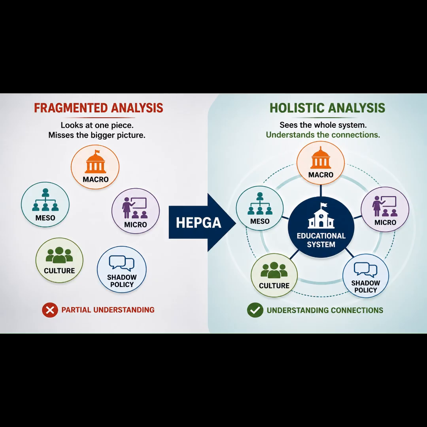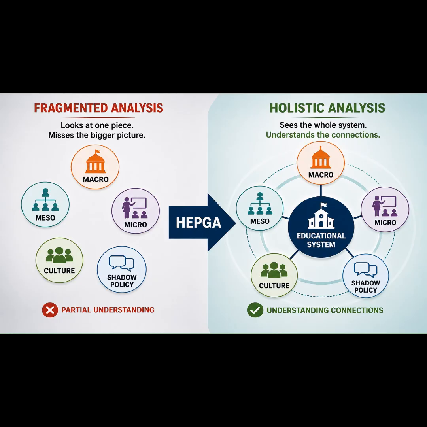This is where HEPGA offers a different perspective. At the center of the slide, the arrow represents a shift in thinking. Instead of studying educational issues as separate parts, HEPGA encourages us to examine how these parts interact and influence one another. On the right side of the slide, we see a holistic analysis. Here, macro, meso, and micro levels are connected. Culture is connected to policy and governance. Shadow policies and informal practices are connected to everyday educational realities, and all of these elements interact within a larger educational system.